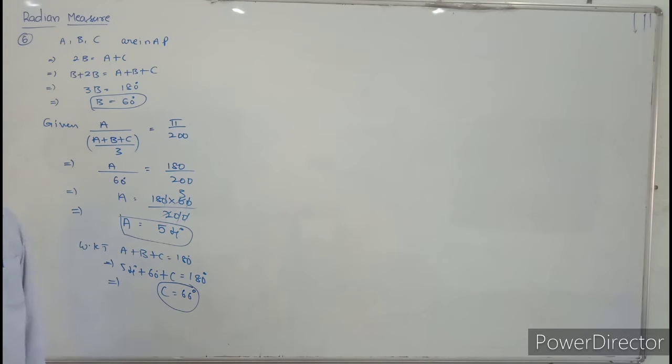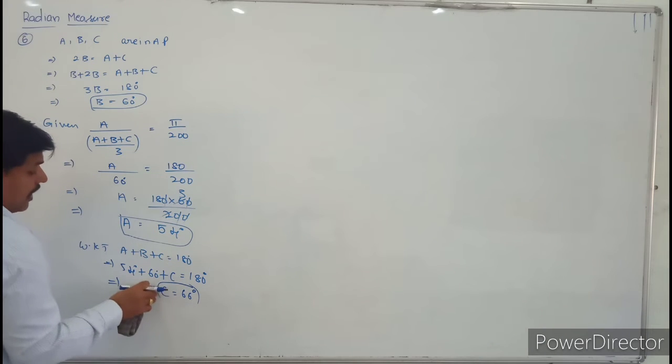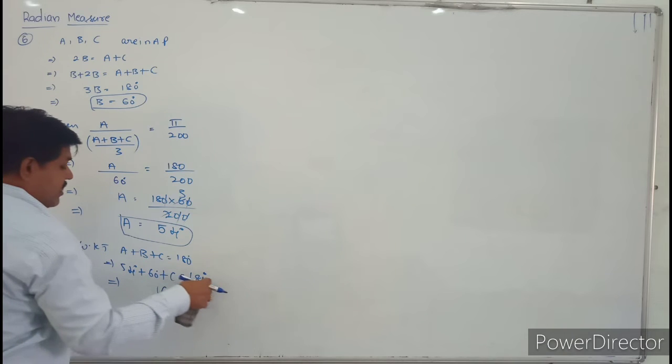Are you understanding that? They can ask anything here. If they ask the smallest angle, the answer is 54 degrees. If they ask the greatest angle, the answer is 66 degrees. The sum of the angles is 180, so automatically the middle value will be 60. Here C is equal to 66 degrees. But in the question, what are they asking?